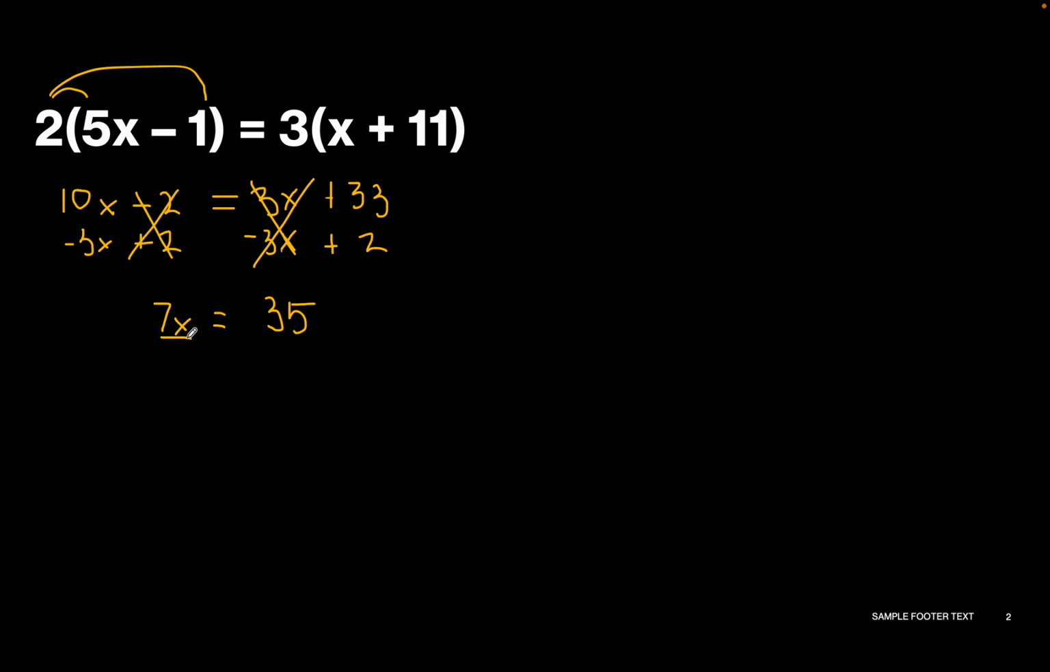And 7x means 7 times x. To get rid of that, I have to divide by 7. 35 divided by 7 equals 5.